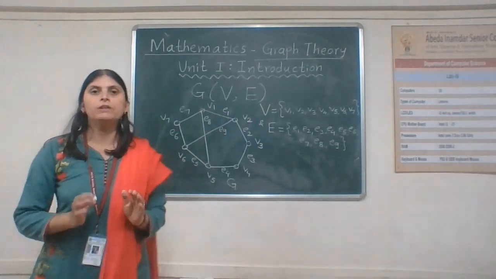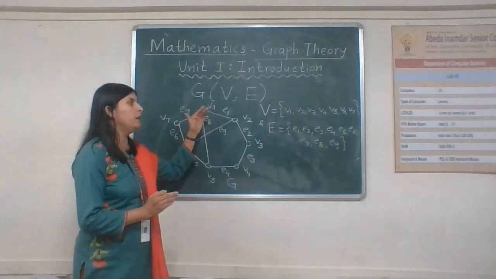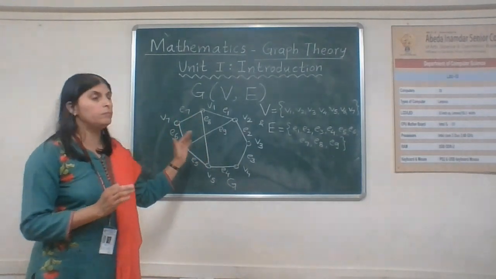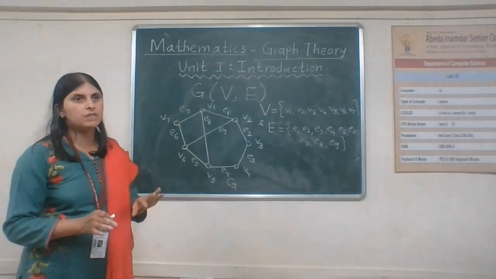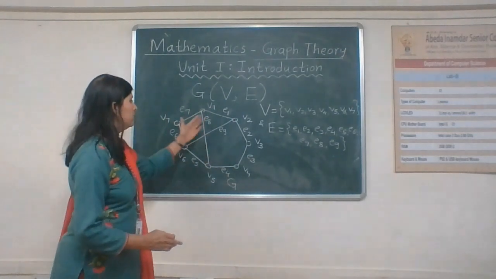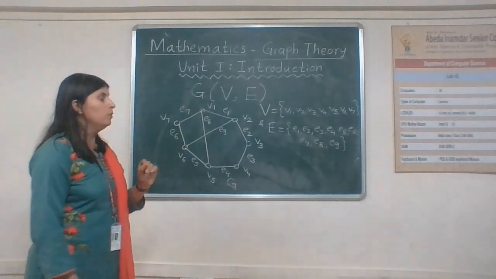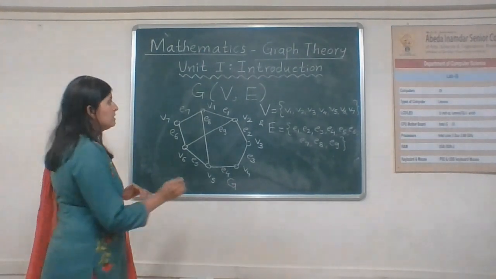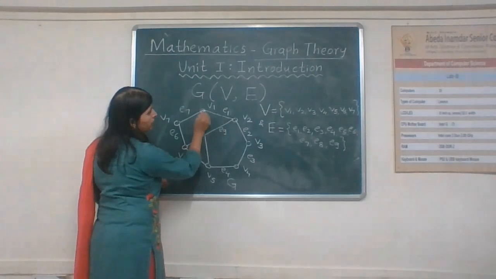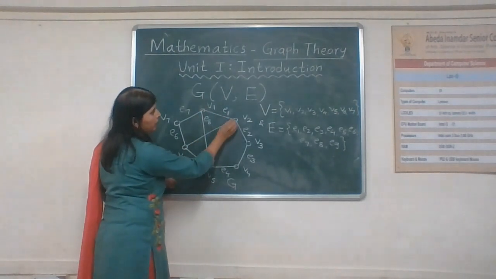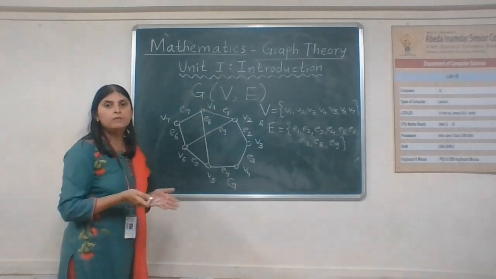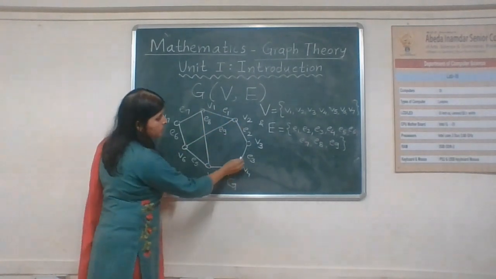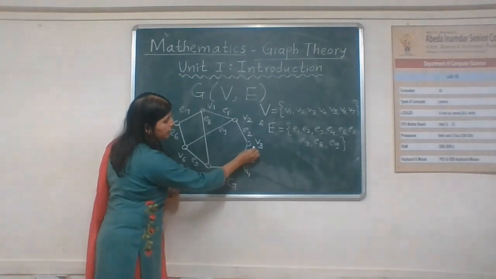Now see, by definition of a graph, the vertex set must be non-empty. That means to draw the graph, we need at least one vertex. But the edge set can be an empty set. Now there are different edges, E1 to E9. Every edge has either one end vertex or two end vertices. See here, E1 joins or connects two vertices, namely V1 and V2. So the end vertices of E1 are V1 and V2.